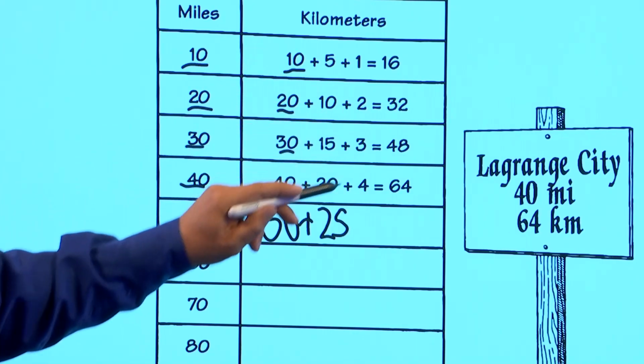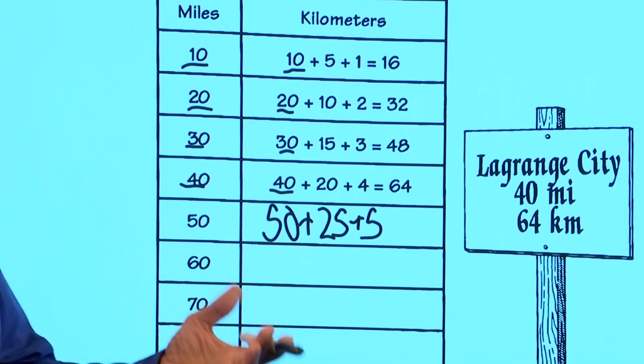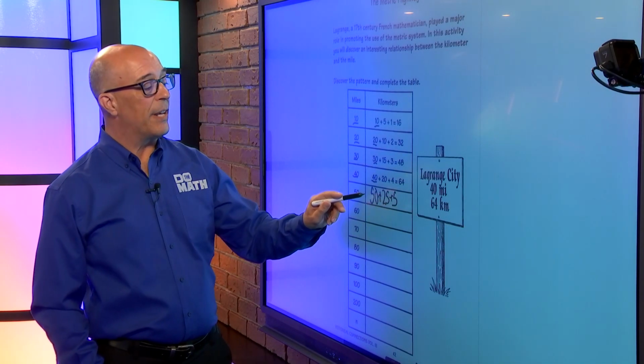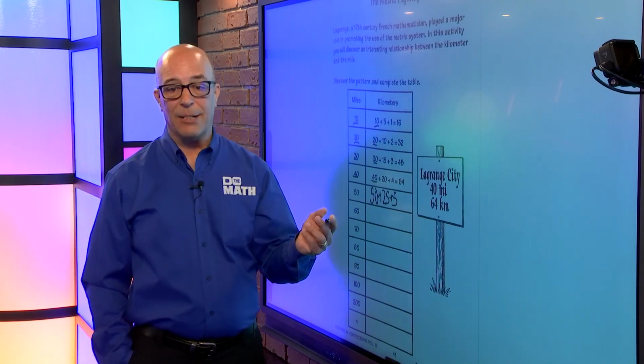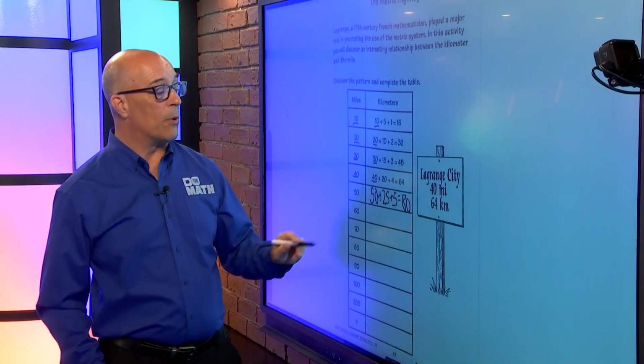1, 2, 3, 4, well, obviously I'm just gonna take 5. So I'm gonna surmise right now, guess, 50 plus 25 is 75, plus 5 is 80, which would be 80 kilometers. So let's take a look at this again. All right, let's do one more.